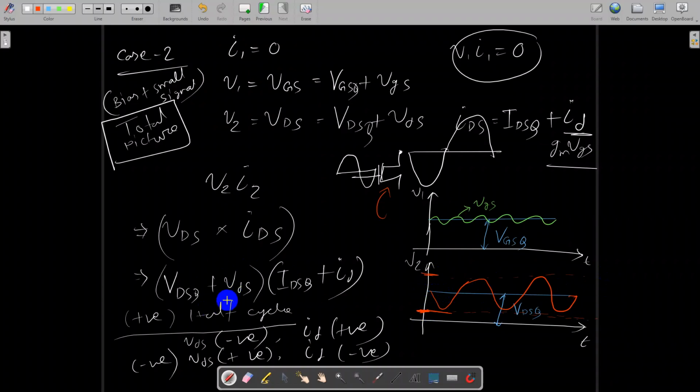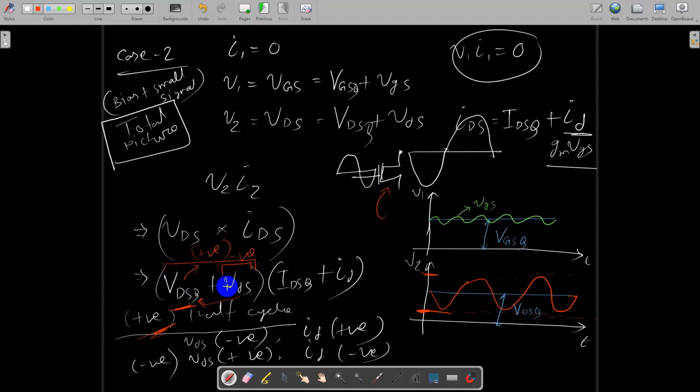That means in the positive half cycle VDS is negative, okay, so there is a chance that the product of these two things will result in a negative value. But this VDS is negative and small compared to VDSQ. So this VDSQ is large and this is small, and a small thing is subtracted from a large thing, so this will be a positive value.